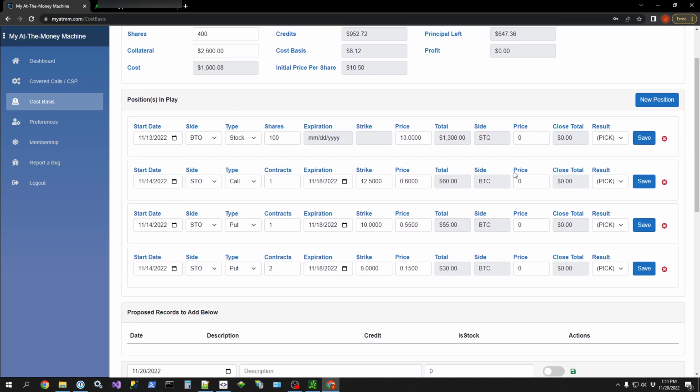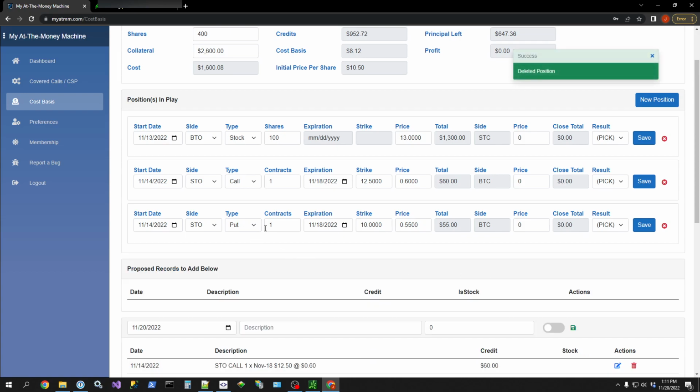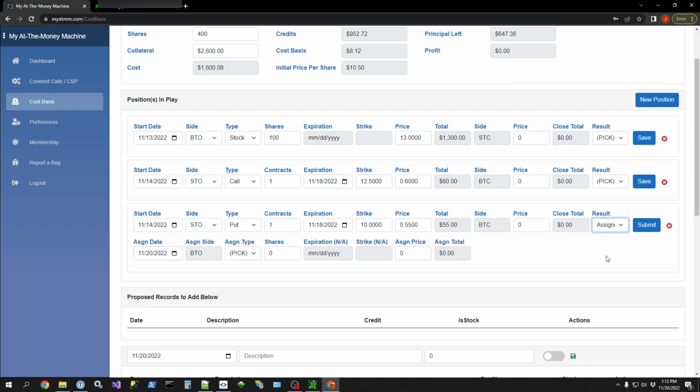Okay, so I got assigned on the puts. I got several positions, as you can see. So I actually got assigned on the $10 one. Yeah, the $8 one expired, so I got to collect that 30 bucks for free. This one did get assigned. It dropped just barely below 10. All right. So stock, 100 shares.